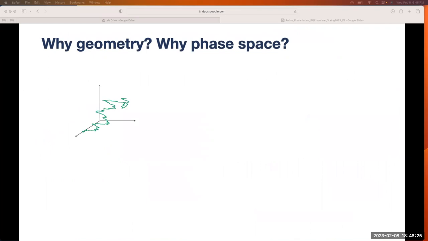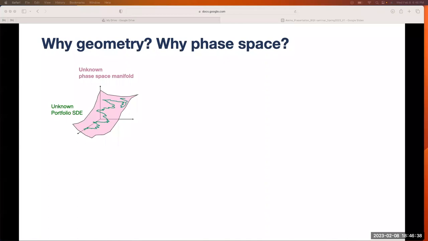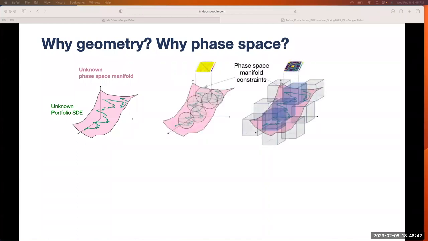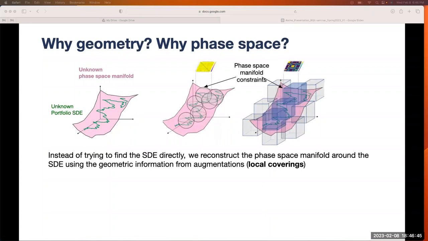So we know that the dynamic of a portfolio is characterized by an SDE, but we don't know what it is. So the admissible solutions of the SDE lie on the phase space that is also unknown. And intuitively, the augmentations give us constraints that allow us to partially reconstruct the phase space within local coverings.